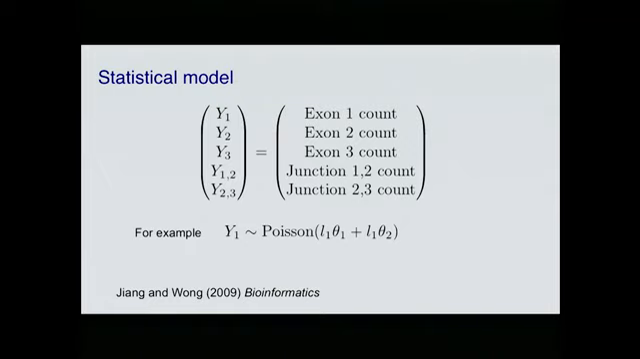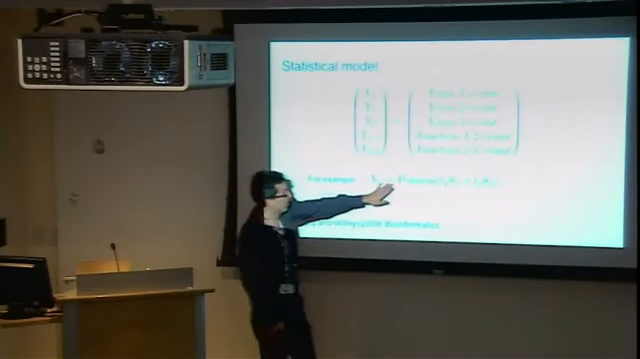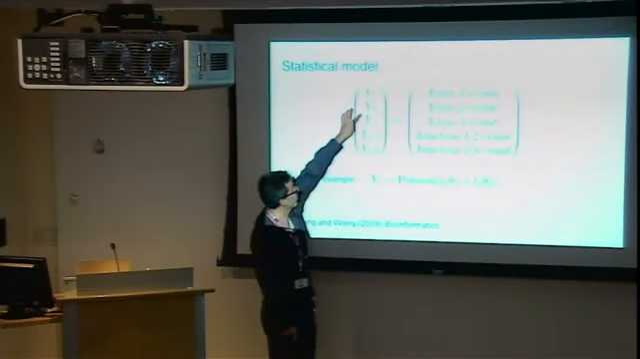So Y1, that's the total number of reads that came from exon 1. The expected number of them has to do with how many of the first transcript and the second transcript there are and how long they are. This should be a 2. No, that's the 1. It's a 1 because it's the first transcript. Okay? So that now connects the thetas and the y, and I can do it for each one.